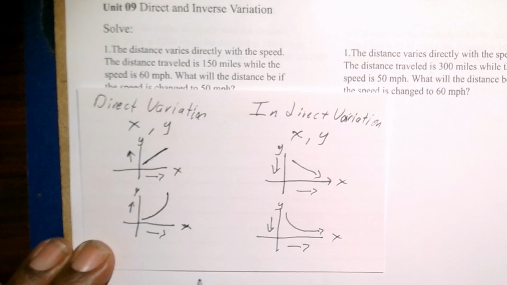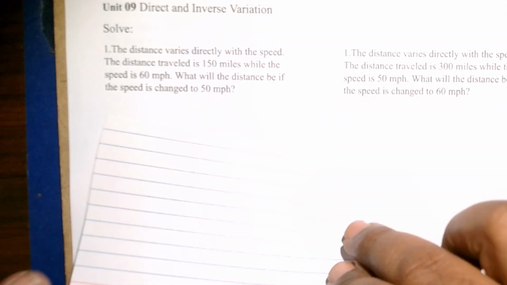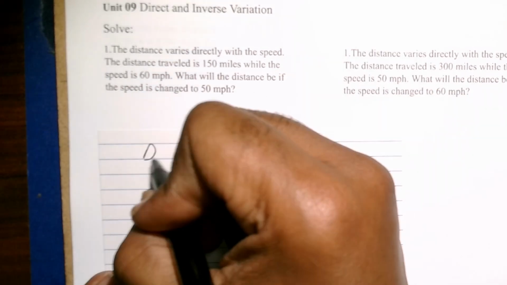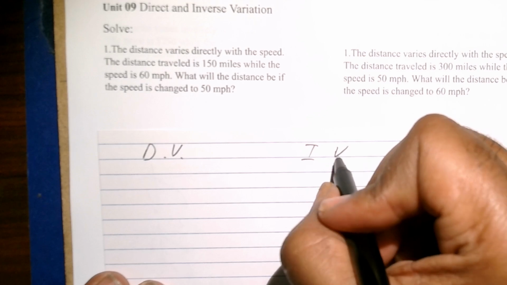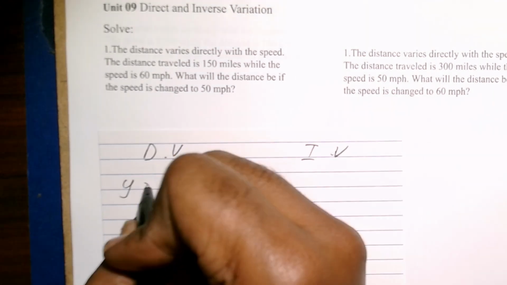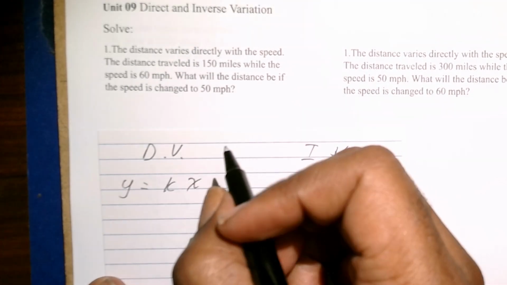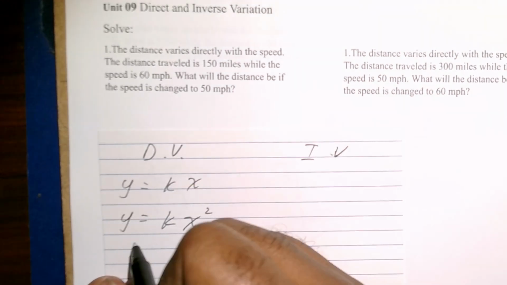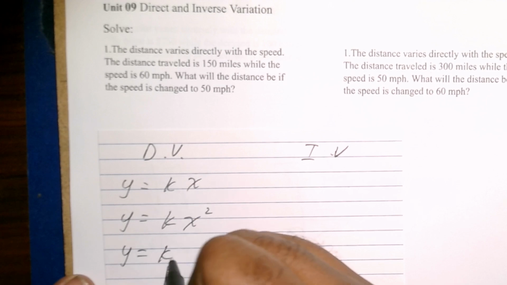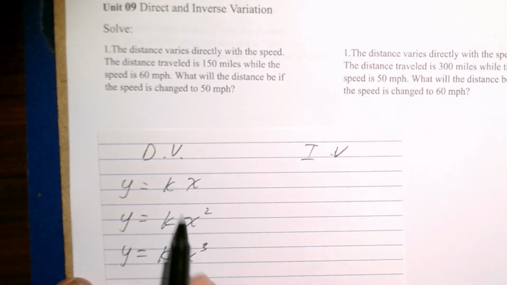Okay, so the question is, how do you create these direct and inverse variation equations? A direct variation will have the form y equals a constant times x. Or it could also be y equals a constant times maybe x squared. Or maybe y equals k times x cubed. Just anything where you have this type of combination.